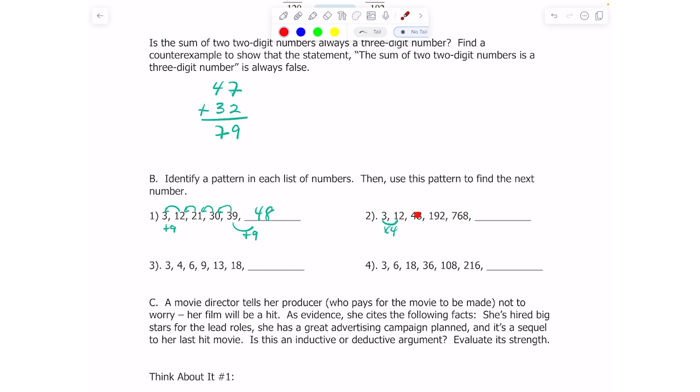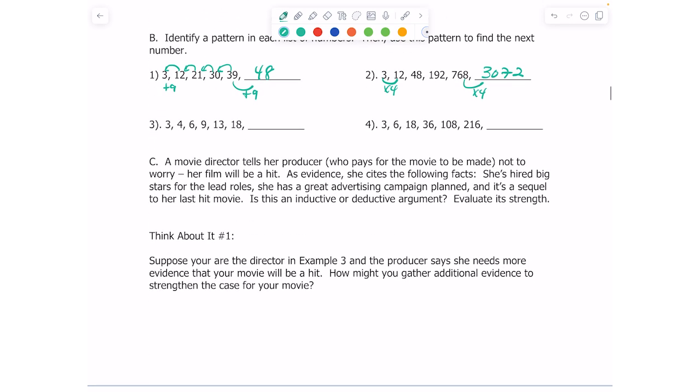And it does. 12 times 4 is 48. 48 times 4 is 192, and so on. So I need to do 768 times 4, and if I multiply that, I get 3072.